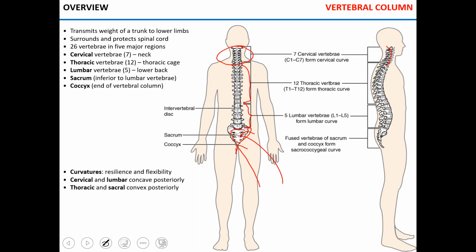So cervical and lumbar curvatures, they are concave posteriorly, meaning that they are bent back. Like you see, that's concave from the posterior side, while thoracic and sacral curvatures, they are convex towards the posterior aspect of the body.